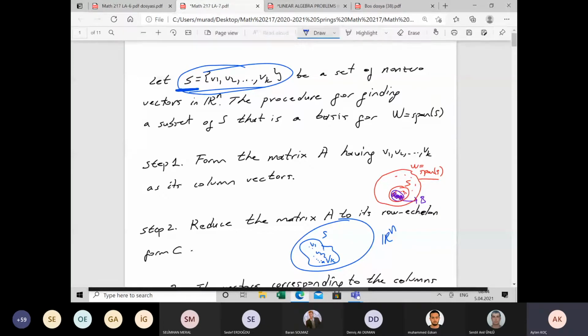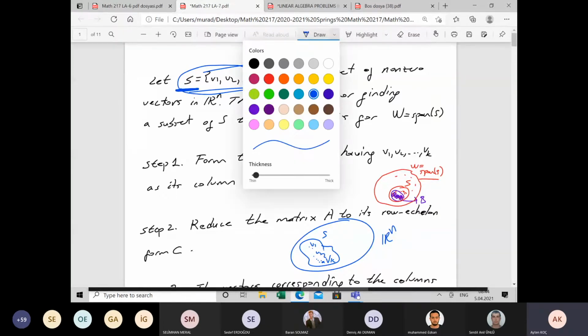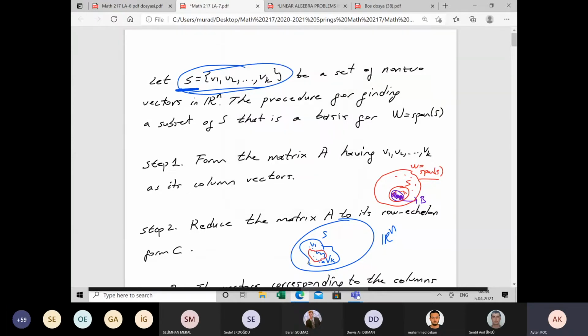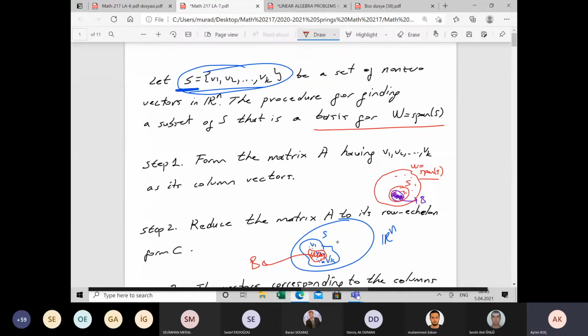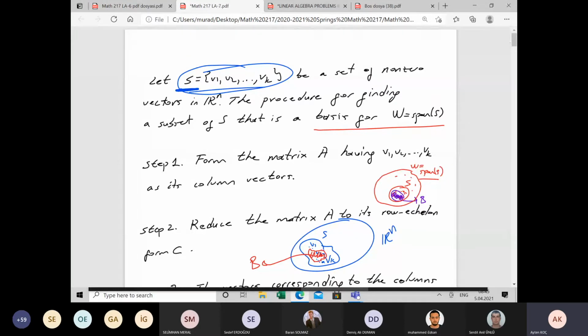This one is called B, such that this B is a basis for W, which is span S. What does span S mean? Span S means take the vectors in S and use the linear combination definition, so we obtain some linear combination, for example 1/2 V1 plus 2 V2 plus 3 V3, and so on, plus 10 VK, another linear combination.